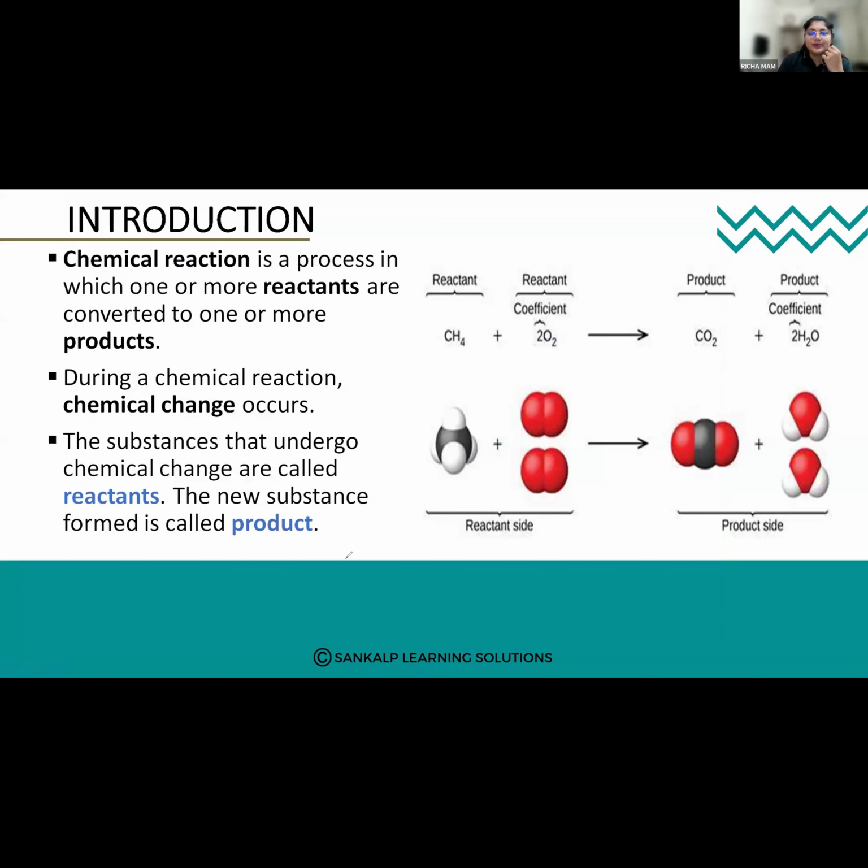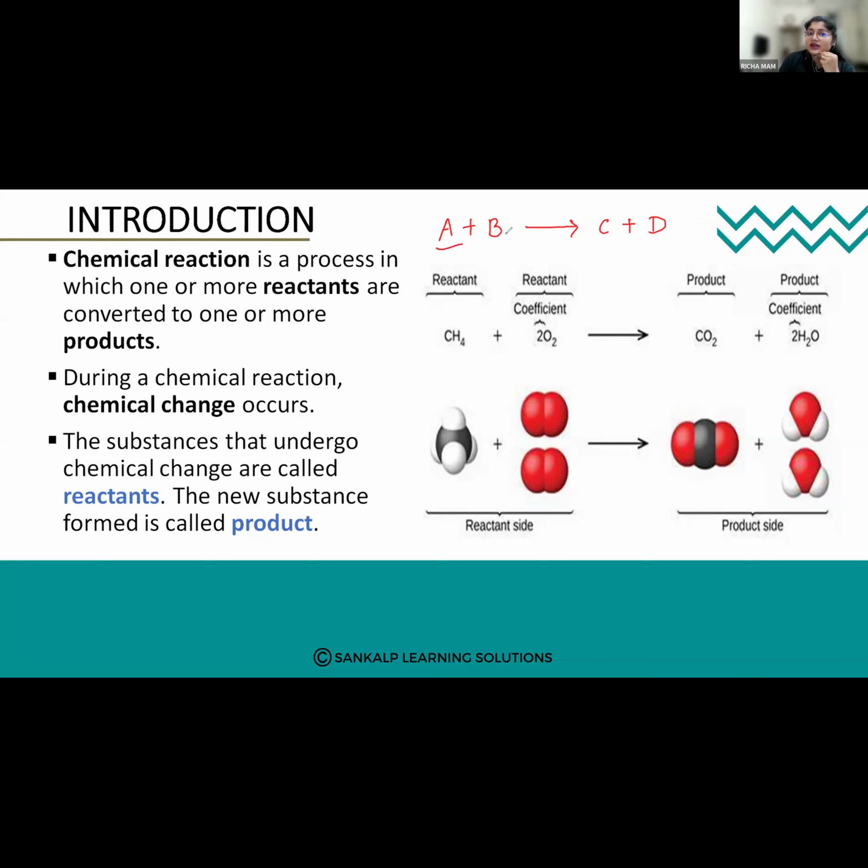For example, take a simple case: suppose we have reactants A and B. These two reactants A and B will react with each other to give you C and D.